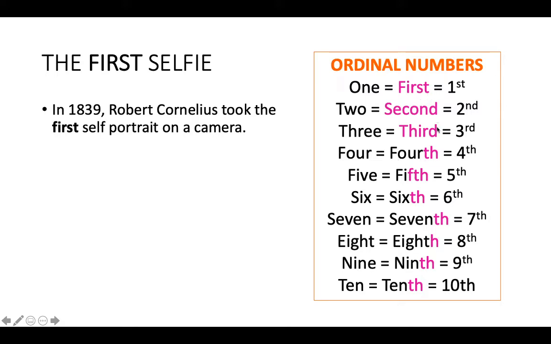Just the first three are different, then anything from 4 to 9 or 4 to 10 is just th at the end. So 5th, 6th, 7th, 8th, 9th, 10th. Whereas 1, 2, and 3 are first, second, and third.